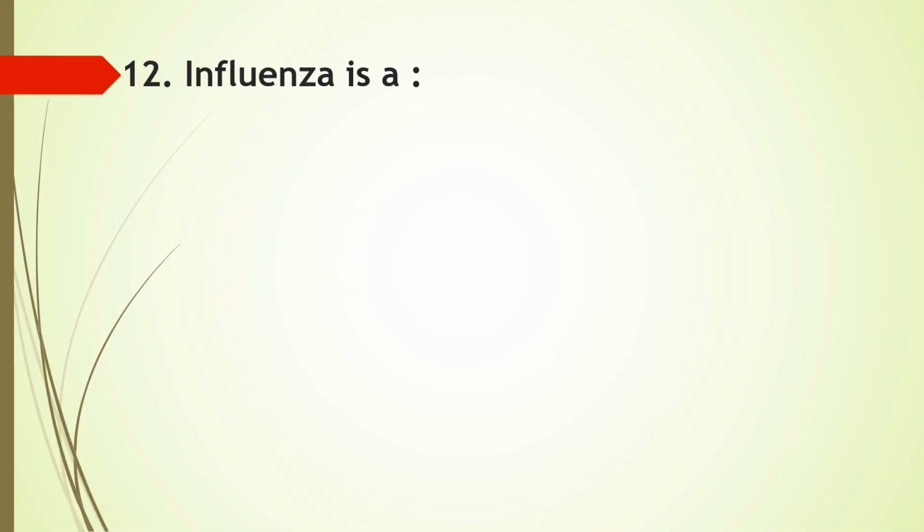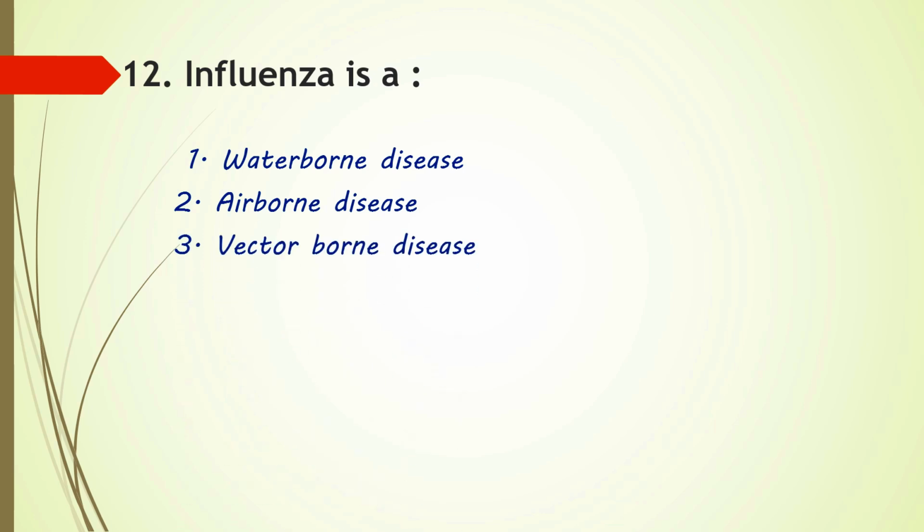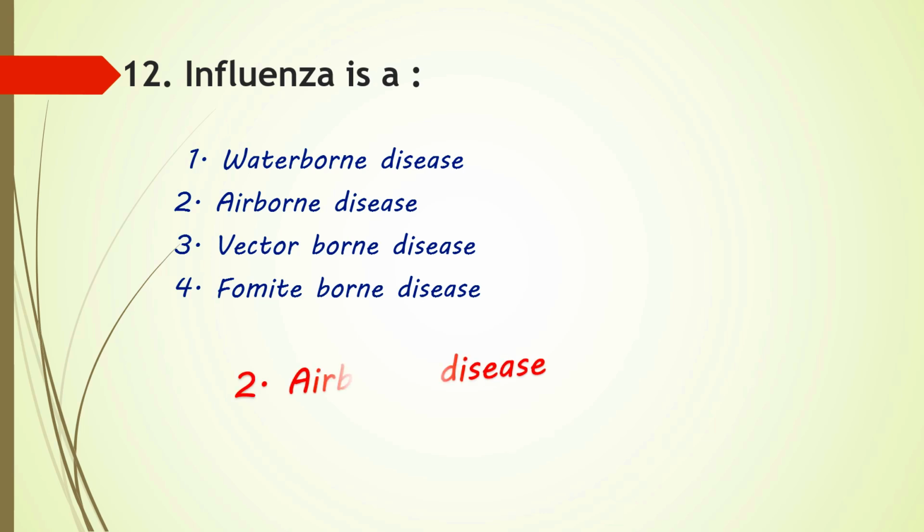Question number 12, influenza is a waterborne disease, airborne disease, vector-borne disease, or option 4, fomite-borne disease. Yes, influenza or the flu is considered as an airborne disease because it spreads through respiratory droplets and tiny aerosol particles released when an infected person coughs, sneezes, or talks. So option 2 is the correct answer.